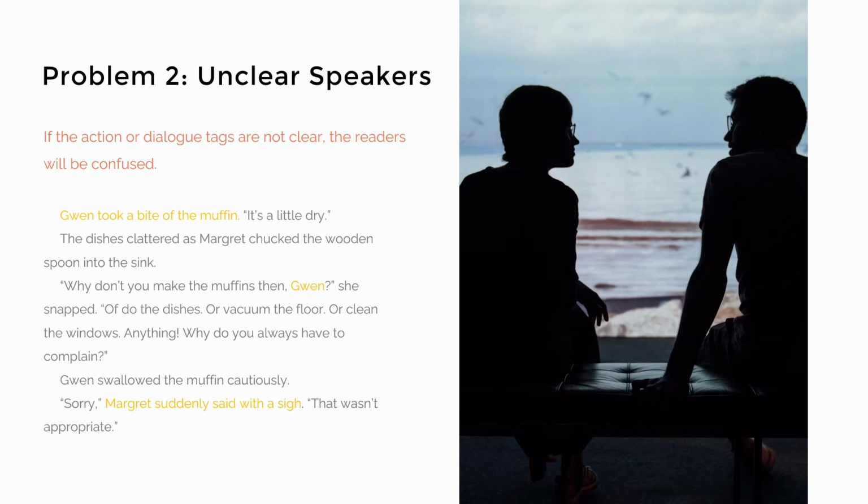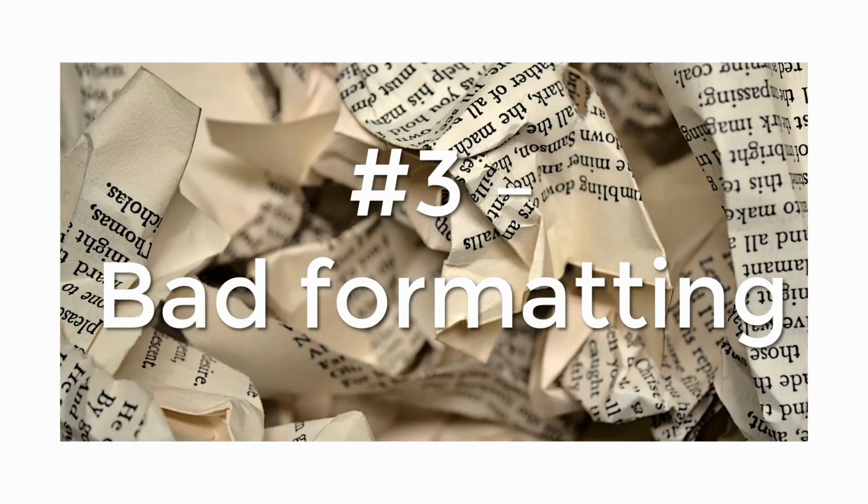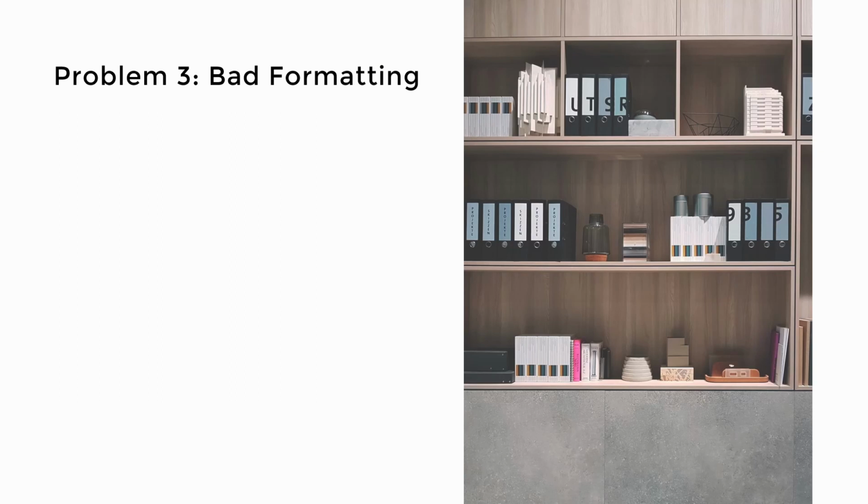And then I have an action tag in the middle here of the last one. Sorry, Margaret suddenly said with a sigh. Oh, that was a tongue twister. That wasn't appropriate. So now I know Margaret is the one snapping and Margaret is the one apologizing. So bad formatting. Here's another one. This is very important. The way dialogue is arranged on the page is important. So here's a bad example.